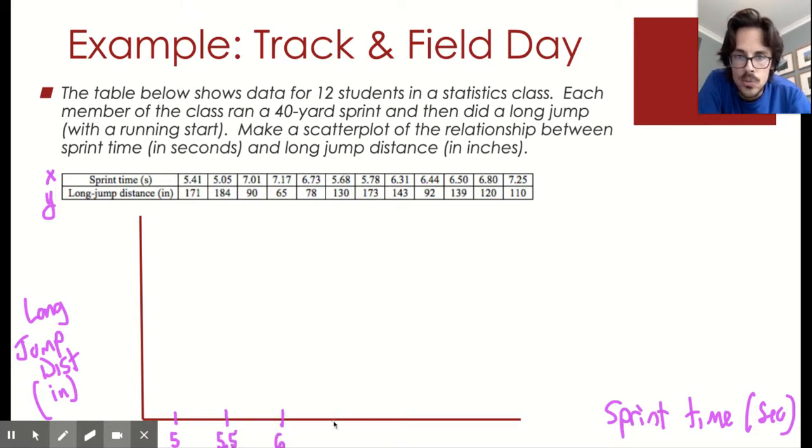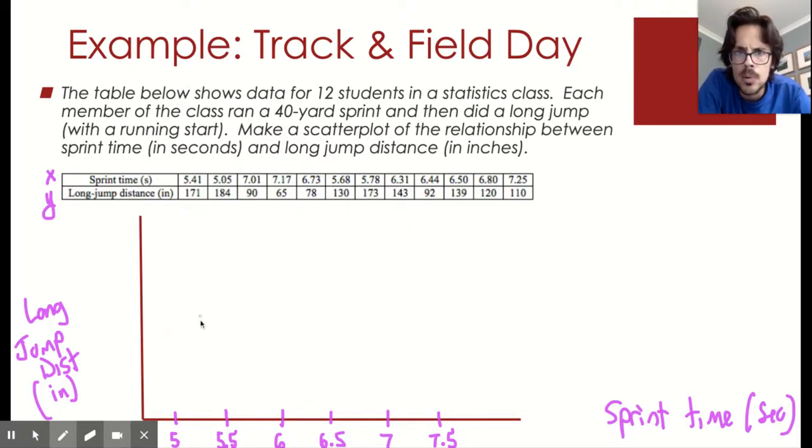In Algebra 2, we would have talked about using the full picture here when you make these things. So I'm spacing my tick marks evenly, hopefully, but I'm trying to spread them out well enough that I can use most of my axis right here. And then I have my long jump distance on the y.